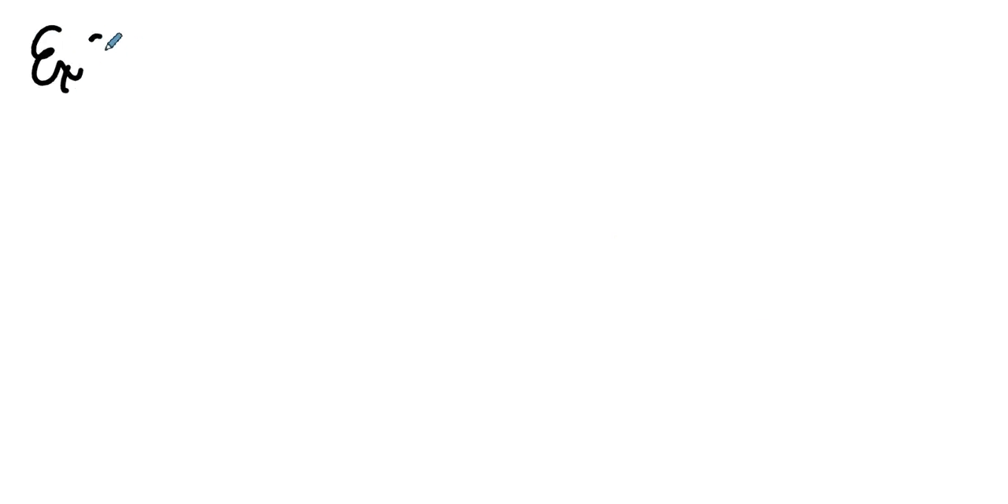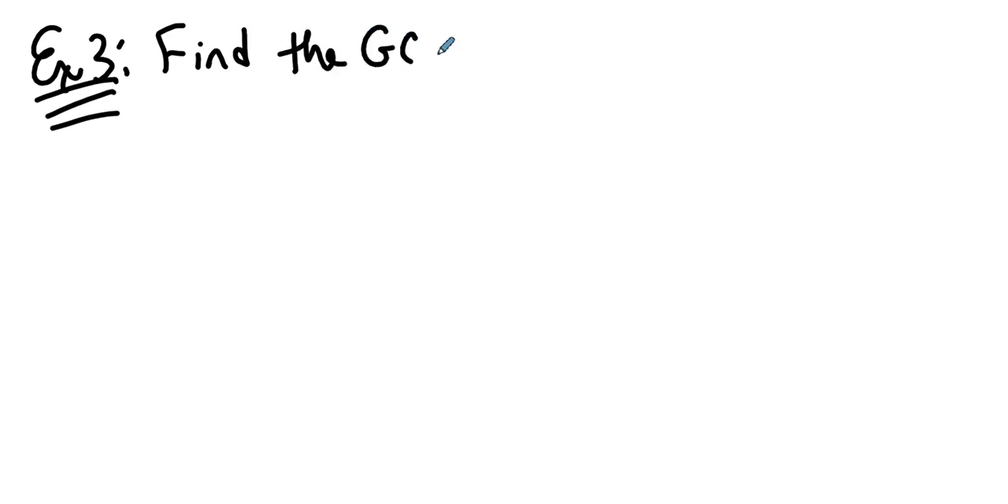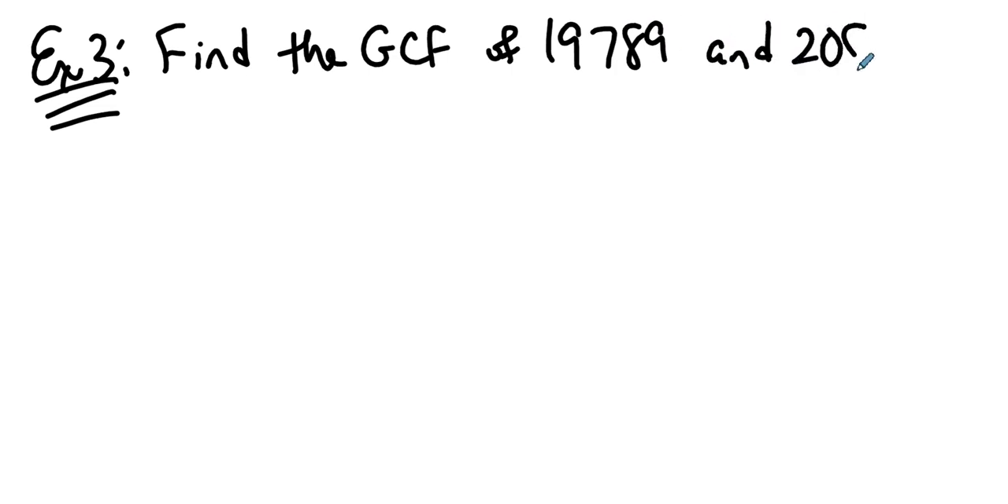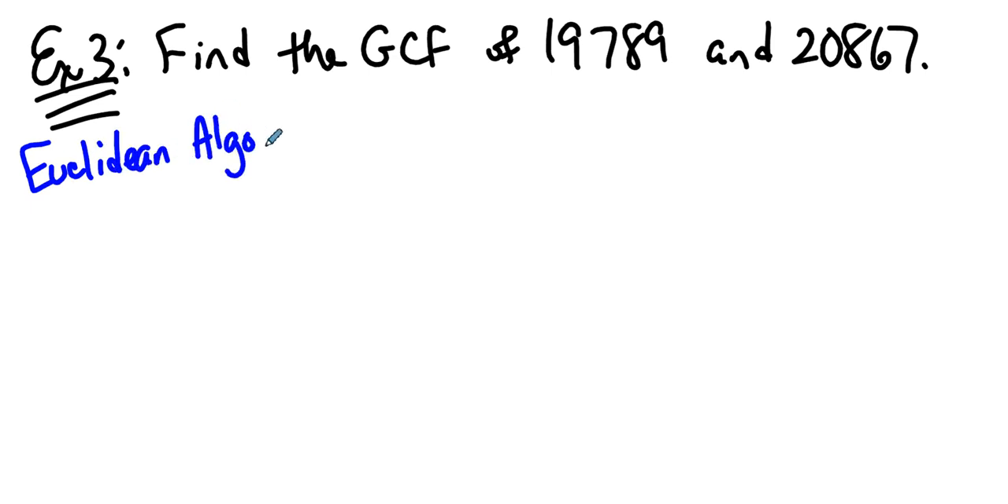Well, let's find the greatest common factor of 19,789 and 20,867. Nobody wants to write out all the divisors. Nobody wants to try to find the prime factorizations. Let's do something different. Let's do something called the Euclidean algorithm.